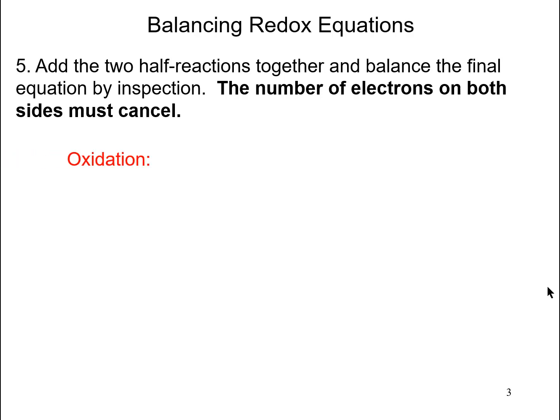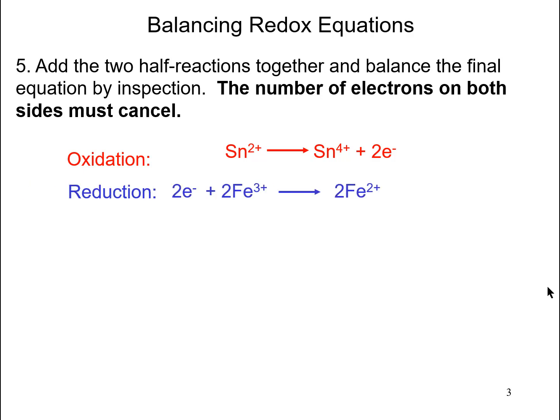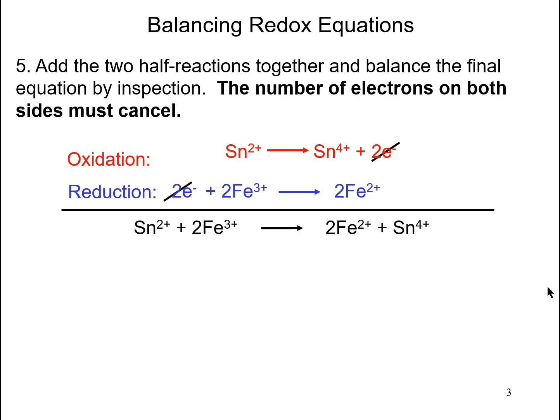Now our final step is to add the two half reactions together. So we've got our oxidation half reaction and our reduction half reaction. We're going to add those together, and the electrons are the same on both sides, and so those are going to cancel, and we are left with Sn2+ + 2Fe3+ goes to 2Fe2+ + Sn4+.